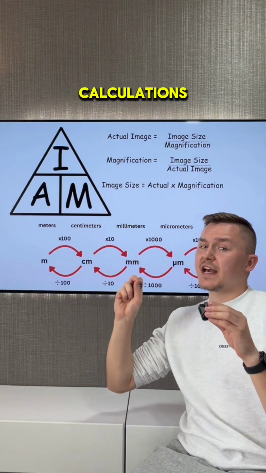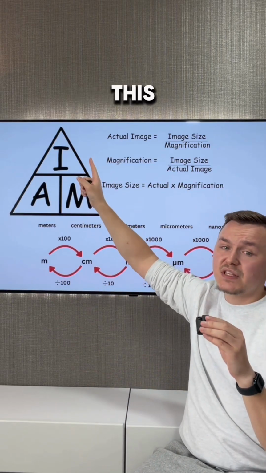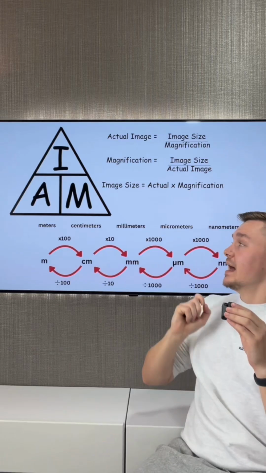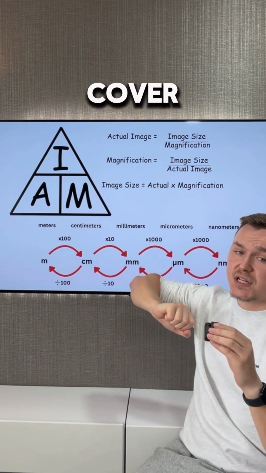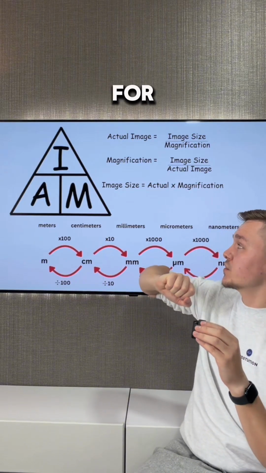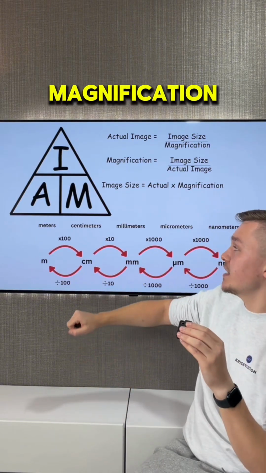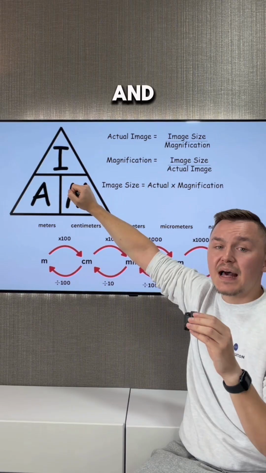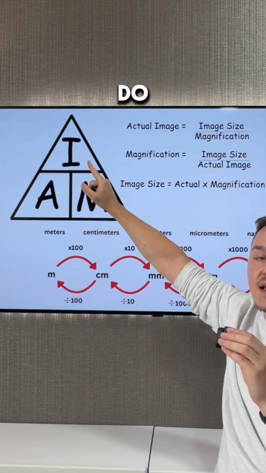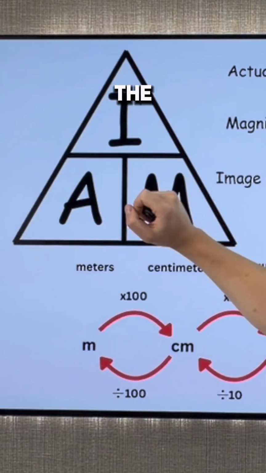And when you have to deal with calculations in microscopy, remember this triangle, I AM. And it's really simple. All you have to do is cover up whatever you are looking for. So let's say you're trying to calculate magnification, you'd cover up the M, and this triangle shows me I then have to do image size divided by the actual size.